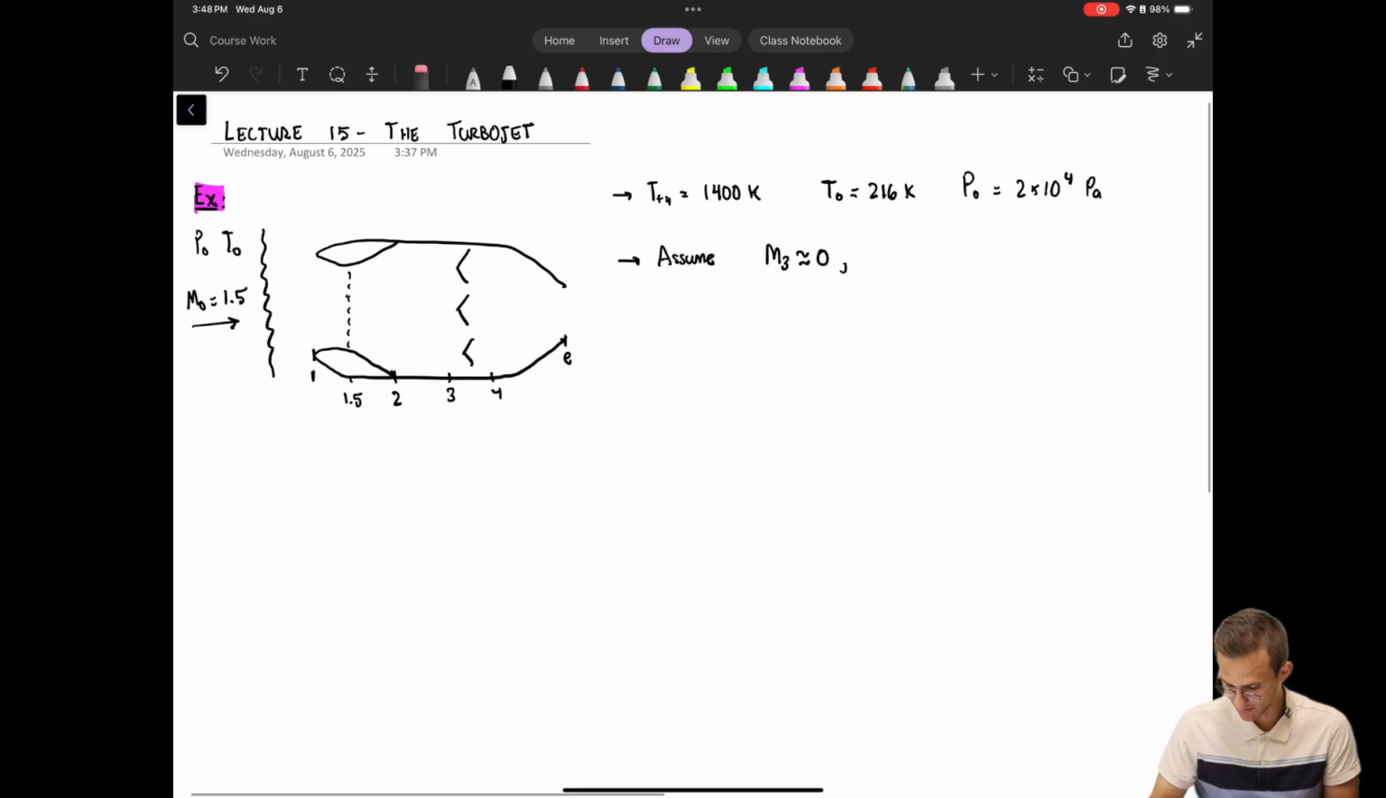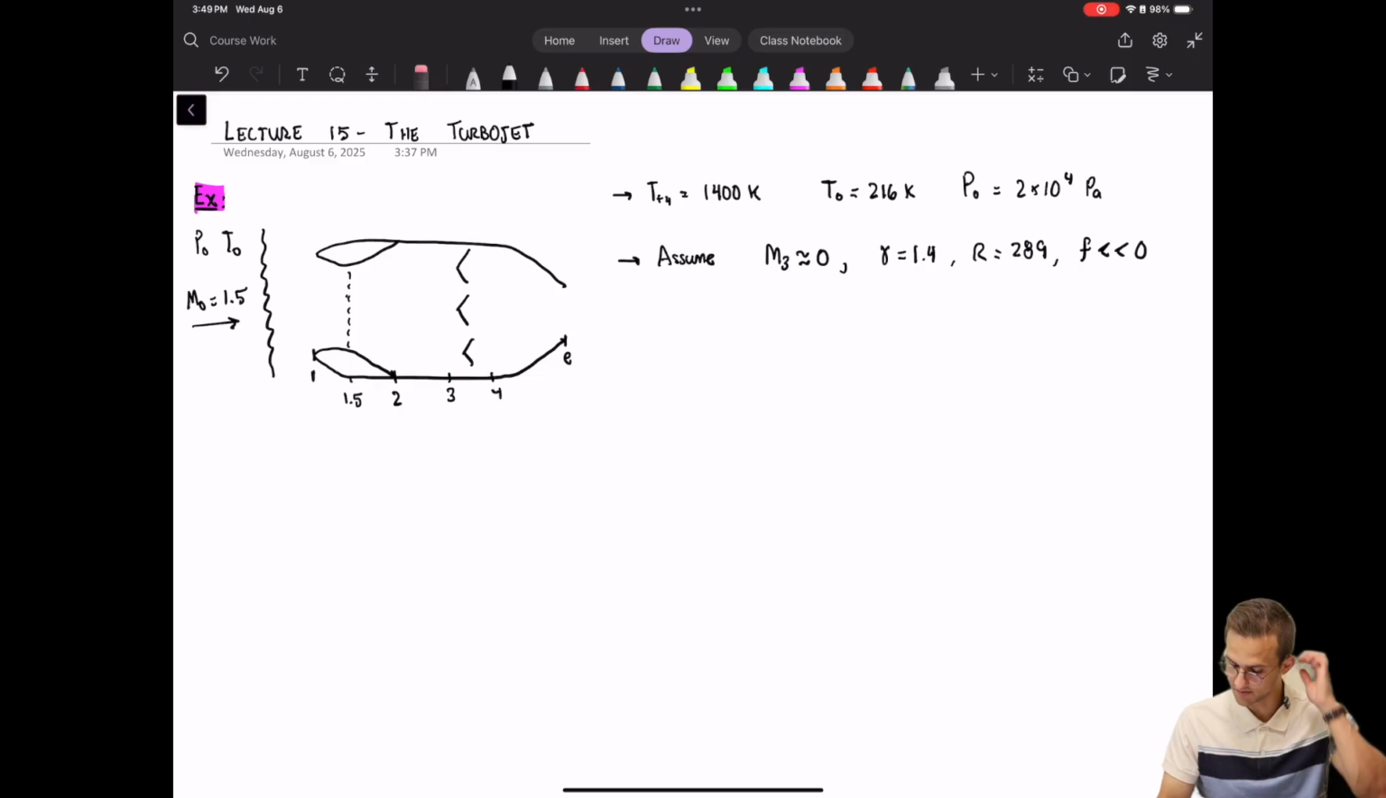We're also going to assume that our working gas is air. So gamma is equal to 1.4, R is equal to 289 joules per kilogram Kelvin. And then we're going to assume that the fuel mass flow rate ratio is very small, not 0, but much less than 1. Okay, so we're assuming that's very small.